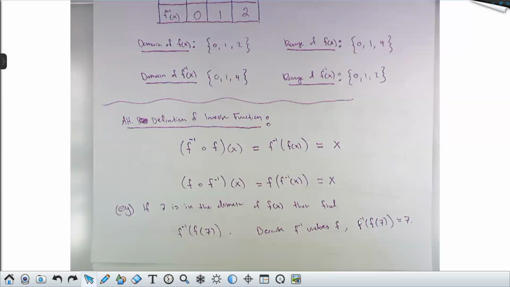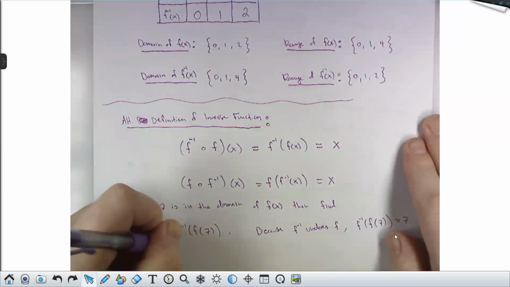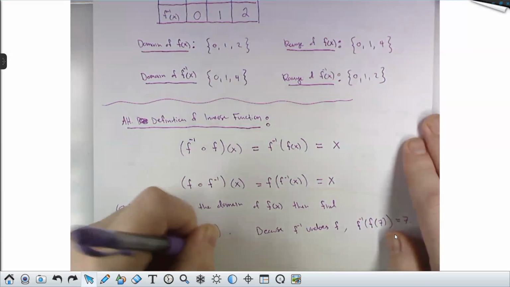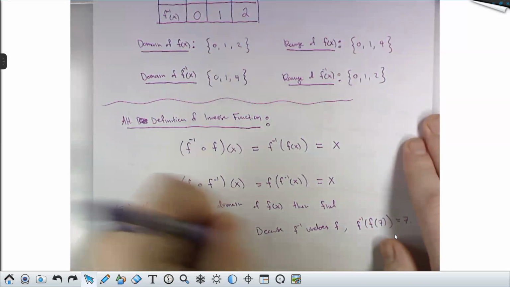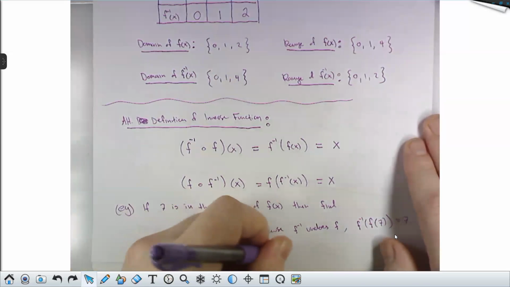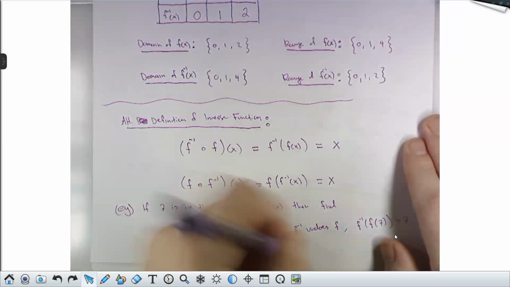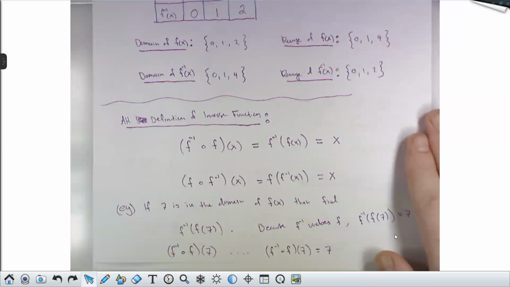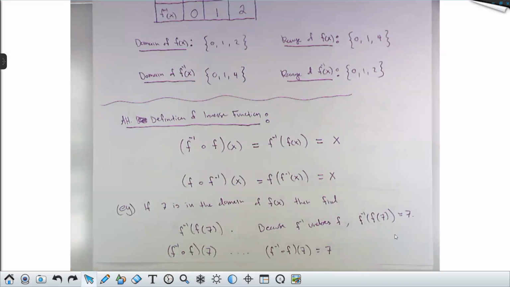And we could write this in the circle notation if we wanted to. If the question asked what is f inverse circ f of 7, the answer would be the same. F inverse circ f of 7 is 7. Okay.